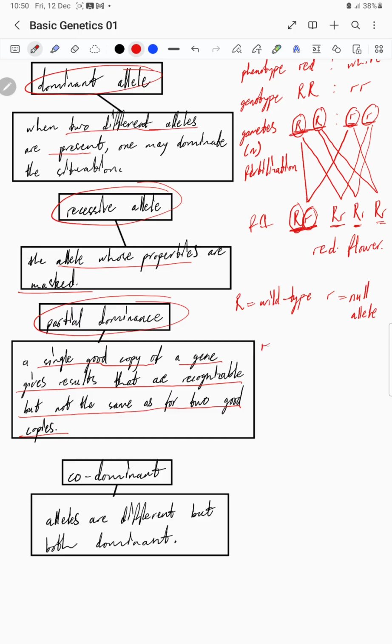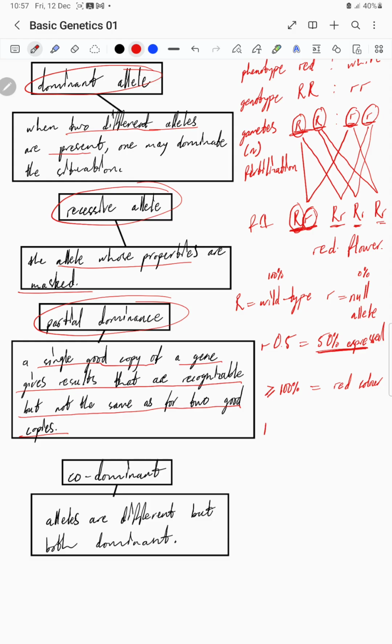And then we have, let's say, R 0.5. This one produces 50%, it is 50% expressed. So when it's 50% expressed, that's when we say it's partial dominance. The wild type, we can say it's 100% expressed. The null allele is 0% expressed. So we can see that if the expression is greater than or equal to 100%, we are going to have a red color, or a red pigment, or a red flower as the result.